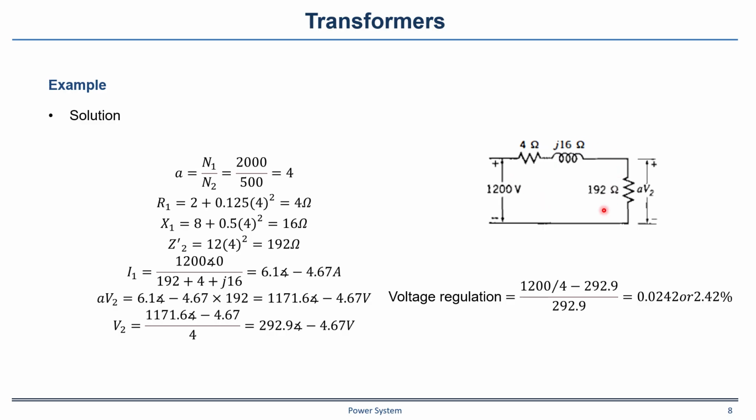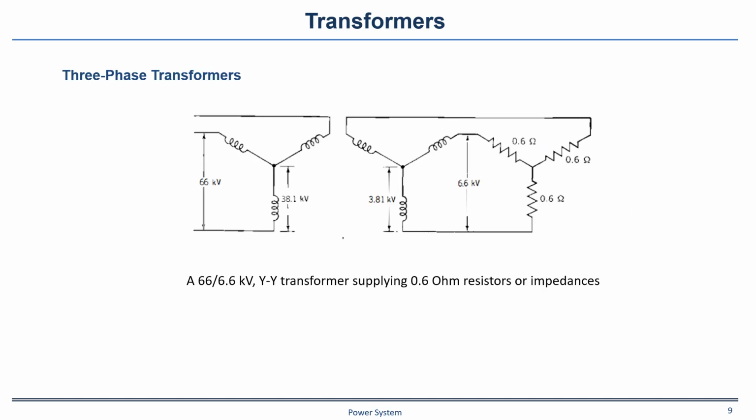So it will be a circuit like this, and if we just use Ohm's law and calculate the current, with the voltage 1200 divided by the summation of the impedances, we can find the current, and from it we can find the voltage. The voltage in the secondary is 292.9 volts.